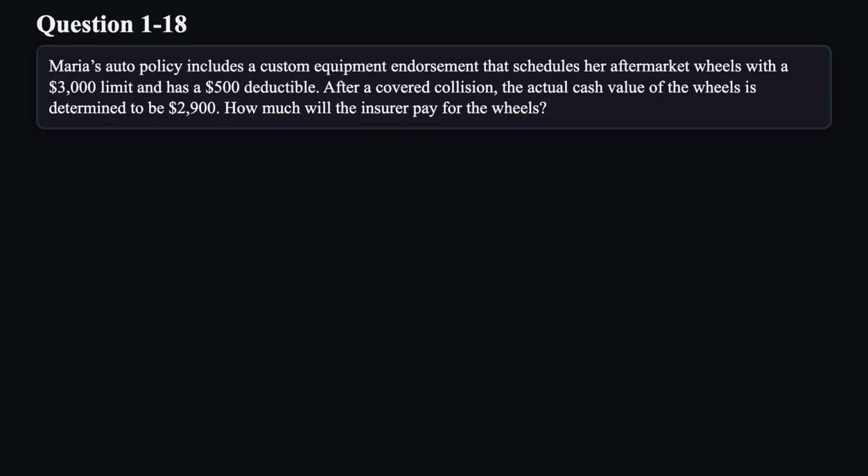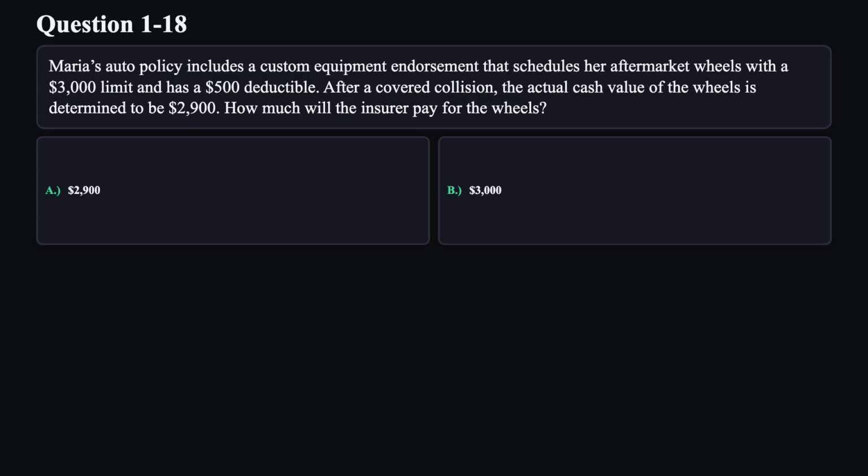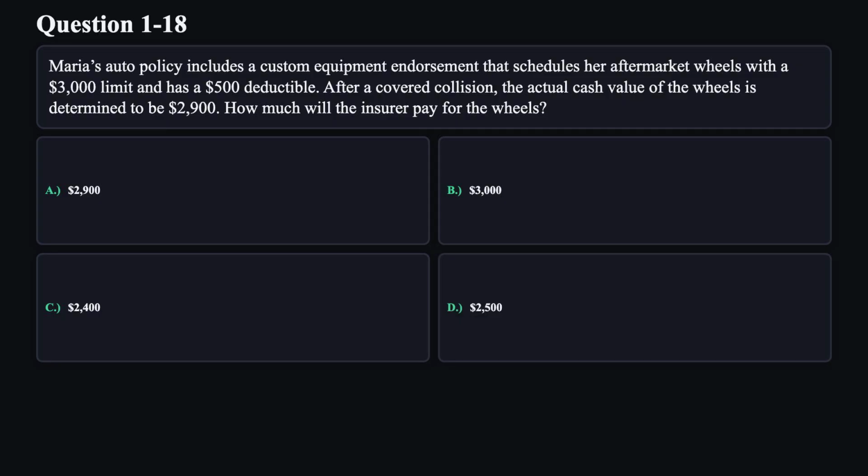Question 18. Maria's auto policy includes a custom equipment endorsement that schedules her aftermarket wheels with a $3,000 limit and has a $500 deductible. After a covered collision, the actual cash value of the wheels is determined to be $2,900. How much will the insurer pay for the wheels? A. $2,900. B. $3,000. C. $2,400. D. $2,500.